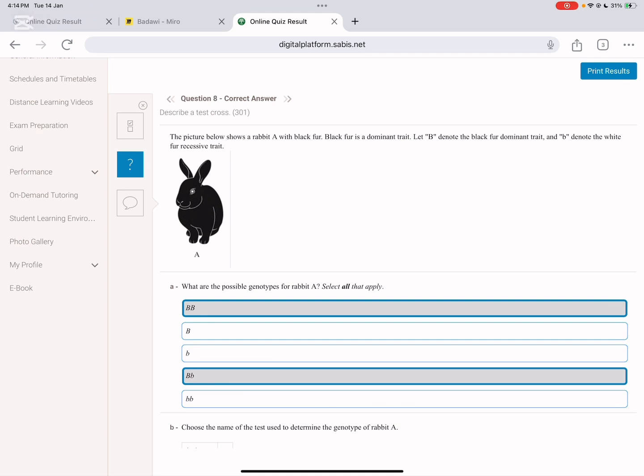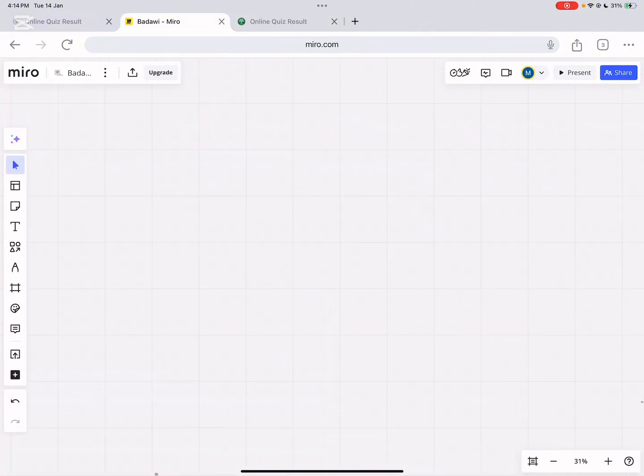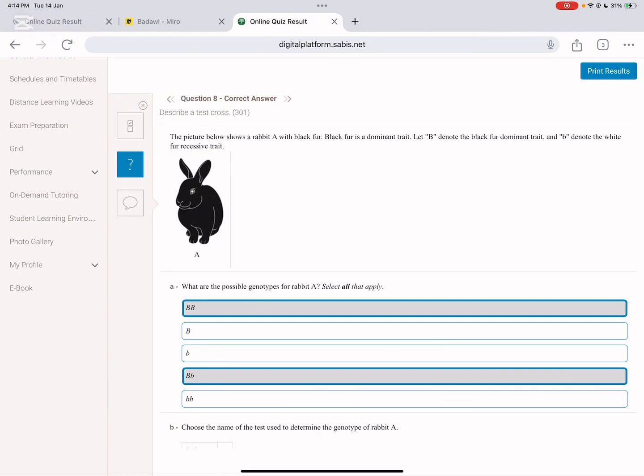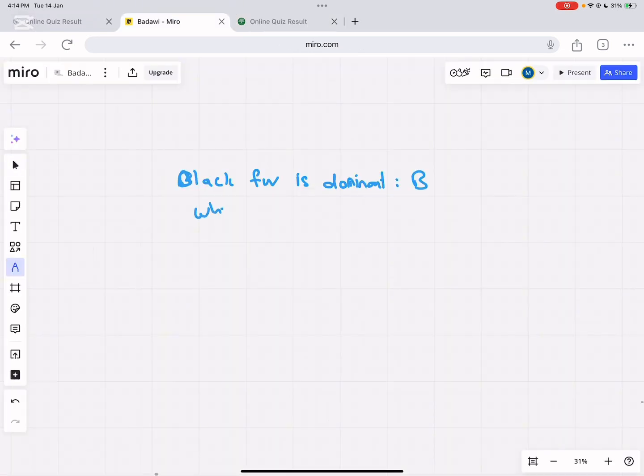Okay, the picture below shows a rabbit A with black fur. Black fur is a dominant trait. So directly, guys, on your scratch paper, write black fur is dominant, and it's going to be denoted by a capital letter, probably capital B. Let B denote the black fur dominant trait, and lowercase b denote the white fur. So white fur is recessive. This is the first step you have to do when you solve such questions.